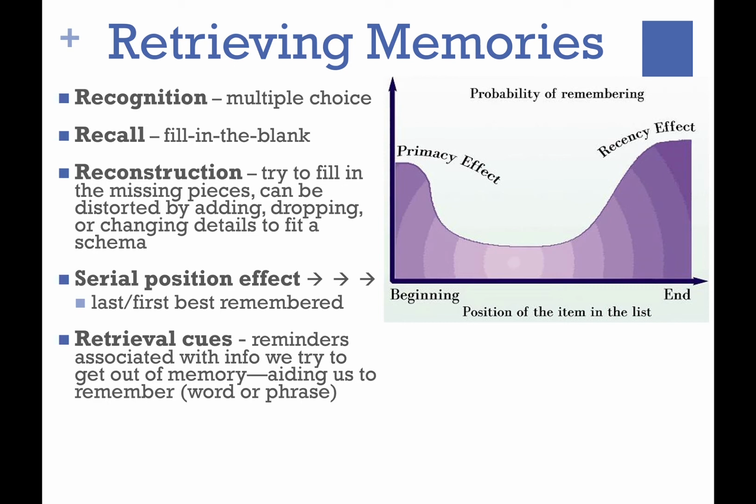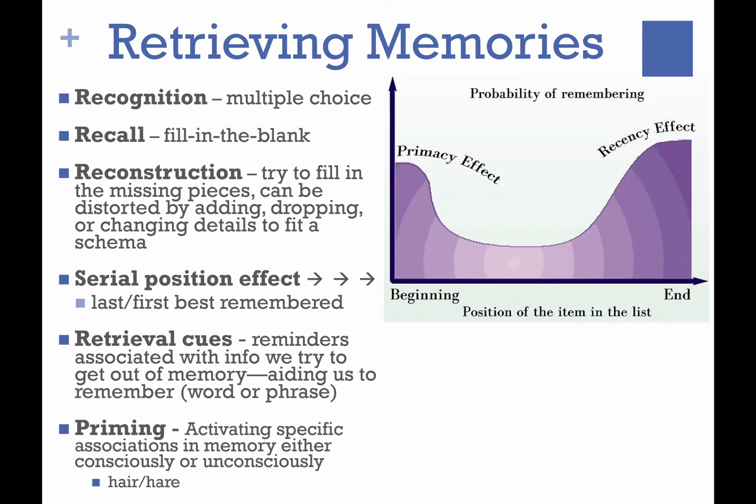So you get the primacy effect and the recency effect, and you lose the ones in the middle. Retrieval cues are vital for memory recall. When you're taking a test, you can use a retrieval cue, like trying to visualize the page in the textbook and remember the picture that was on the page, or remember the structure of the text and where you were on the page when you read that.